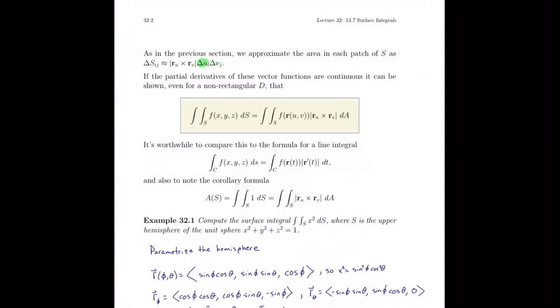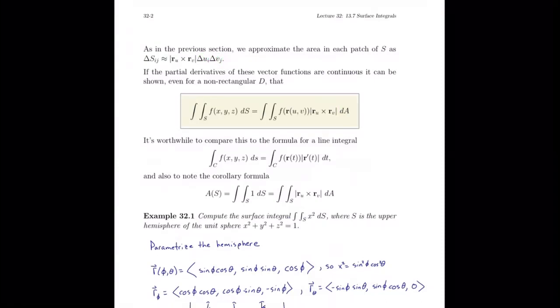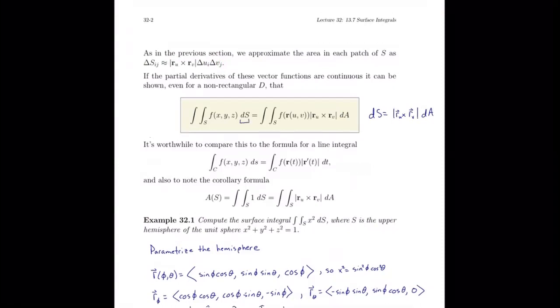But really the thing to note in all of this, the link between differentials, is this: dS is actually equal to the magnitude of r_u cross r_v, where r_u is the partial with respect to u and r_v is the partial with respect to v, times dA. So we see that this piece here is swapped out for this piece. And the reason we do that is because we need to be able to actually calculate this.